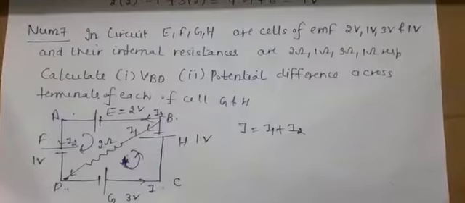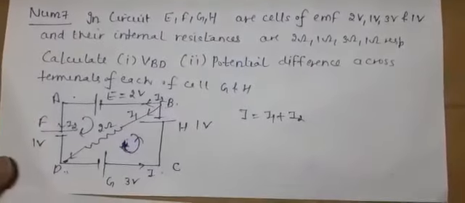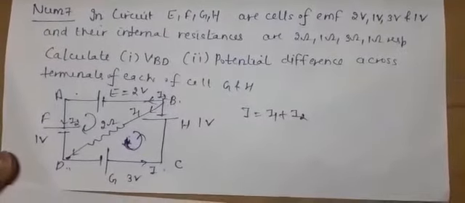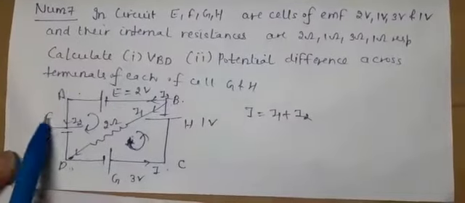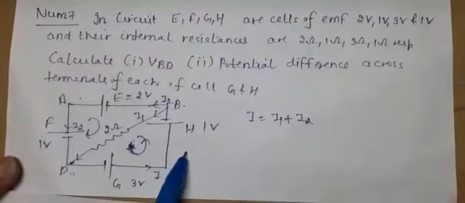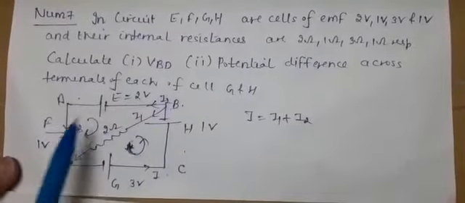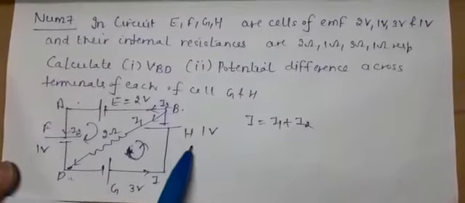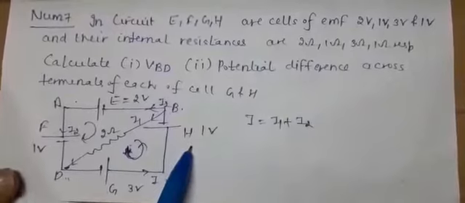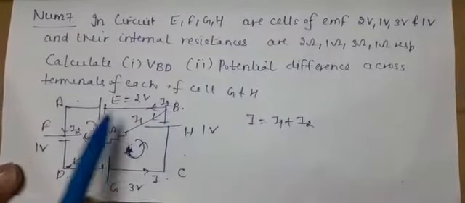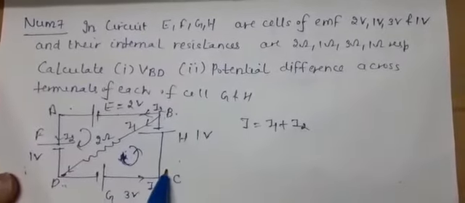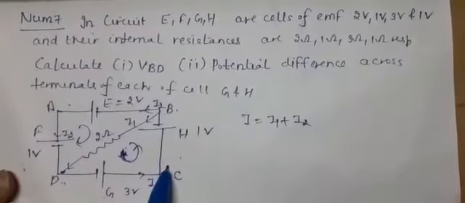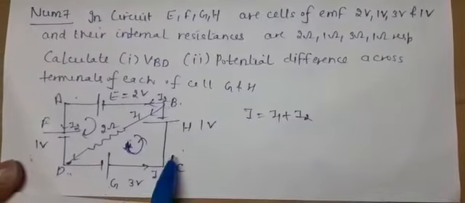Now the next numerical, this is an NCERT numerical and quite important. Here you will see a figure has been given in the circuit. E, F, G, H are cells of EMF 2 volt, 1 volt, 3 volt and 1 volt, and their internal resistances are also given, that is 2 ohm, 1 ohm, 3 ohm and 1 ohm. That's why I have taken this numerical, because here the concept of internal resistance is also included.